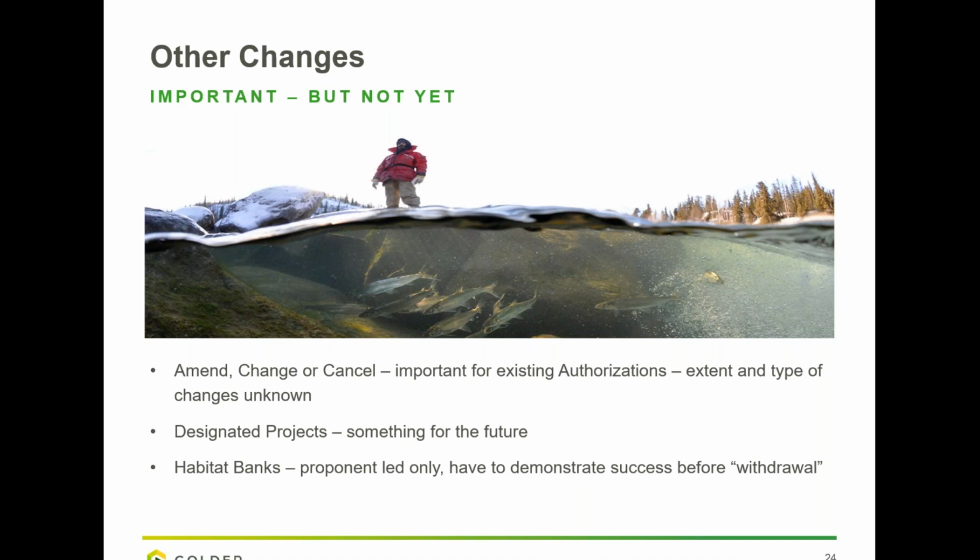And the last one is habitat banks. Habitat banks have been around for a bit, although I'm not sure they're widely used. The clarification was that they would be proponent-led. And so if you do build a habitat bank, you can only use it for your own projects. You can't sell it. And I think the caveat here is that in developing a habitat bank, you need to build it, you need to monitor, you need to demonstrate it's effective before you can have a withdrawal.